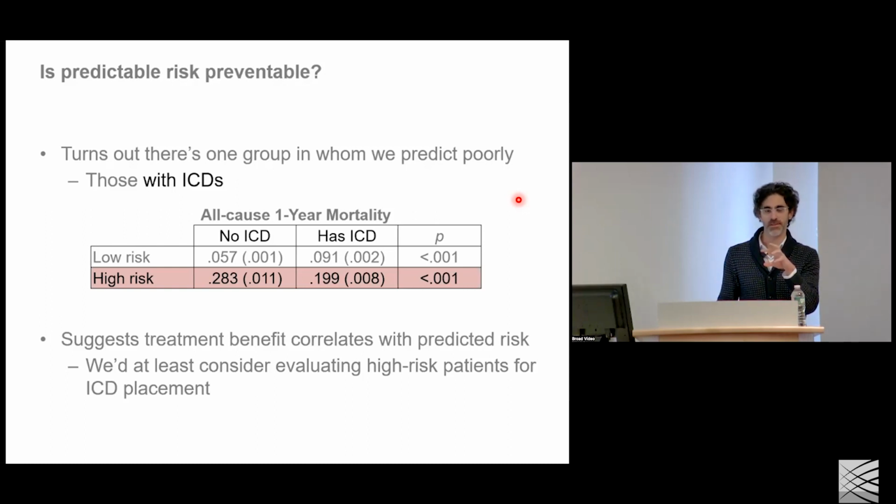So why are the rates high? Because a lot of the ECGs get done in the inpatient setting, and this is weighted by the number of ECGs. So that's why the rates are high. But overall, the interesting thing is that the low-risk people seem to die about the same or more when they have an ICD, whereas the high-risk people die less. And we get similar results when we look at sudden cardiac death as opposed to all-cause mortality.